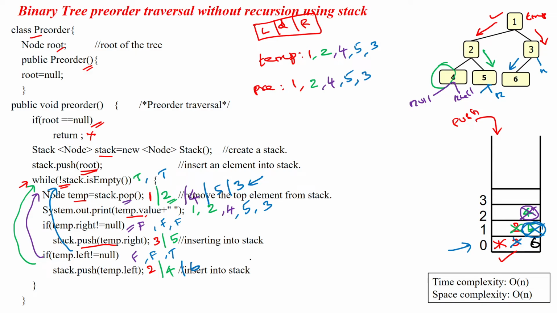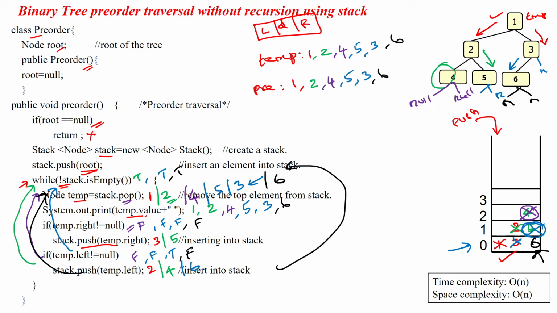Again we are checking the stack. Is the stack empty? No, it is not empty, 6 is available. So not empty is true. Now popping the element, so the popped element is 6. So temporary is now 6. Then printing the pre-order value here, temporary dot value. Now checking temporary dot right not equal to null, which is false. Then temporary dot left not equal to null, which is also false.